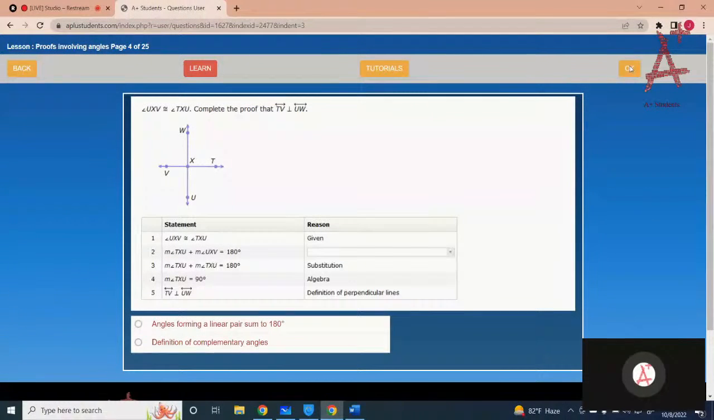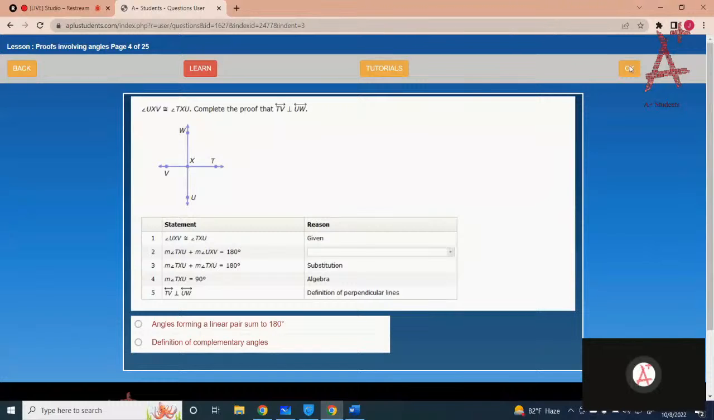Okay, angle UXV is congruent to angle TXU. Complete the proof that TV is perpendicular to UW. Got it? Okay, angle UXV and angle TXU are given.